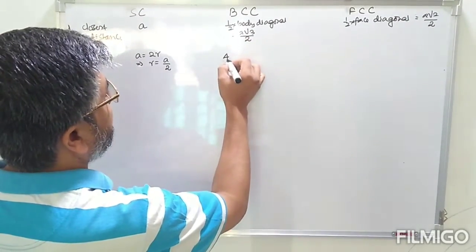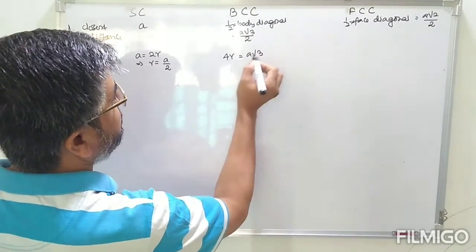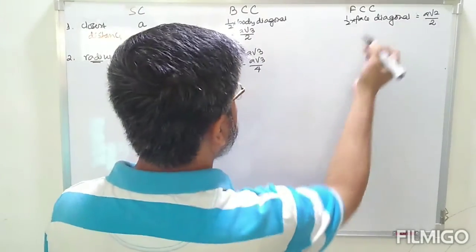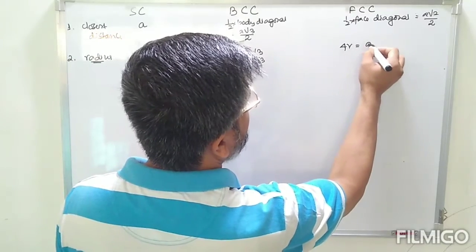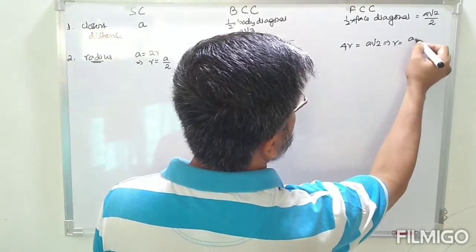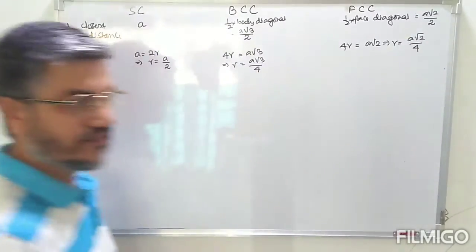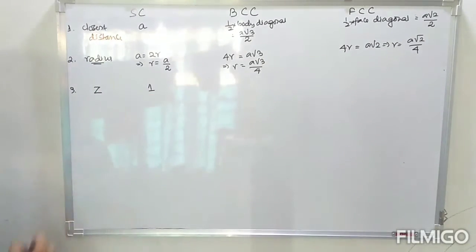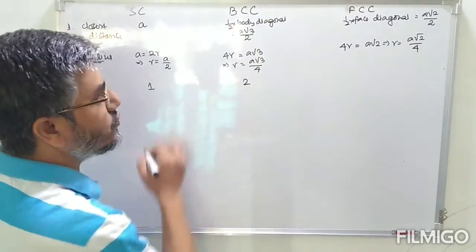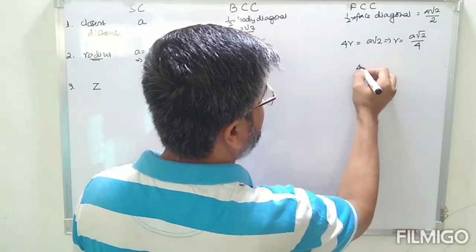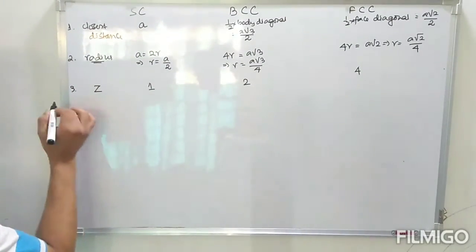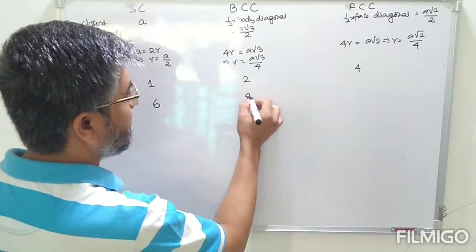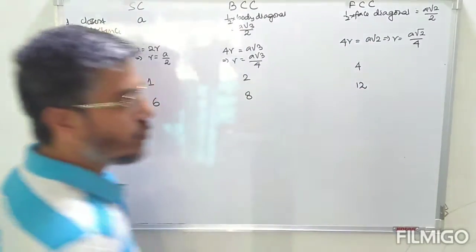In case of BCC, we have 4r equals a root 3, therefore r equals a root 3 by 4. For FCC, 4r equals a root 2, so r equals a root 2 by 4. Effective number of atoms per unit cell: 1, 2, and 4. Coordination number: this is 6, BCC 8, FCC 12.